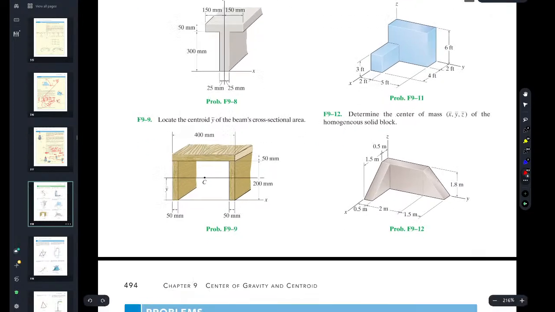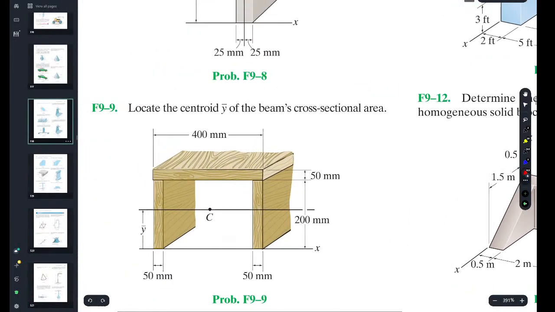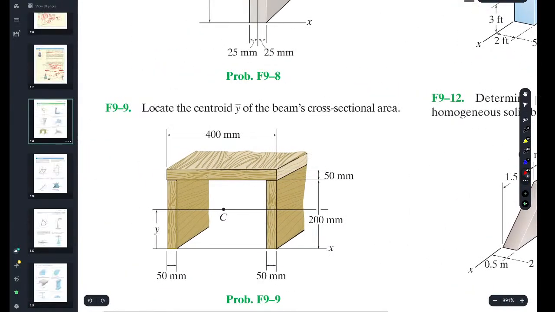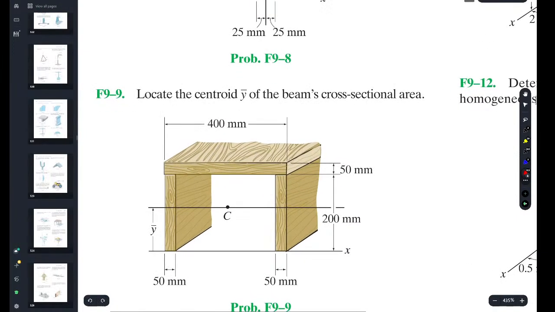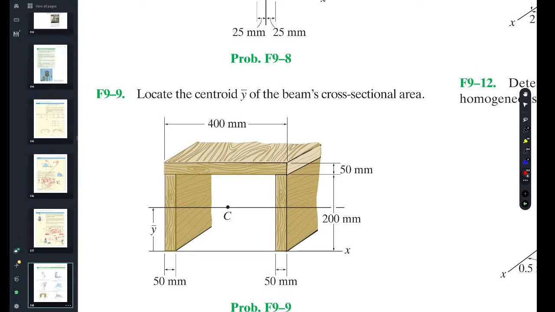So here's a beam's cross-section area. Let's look at this. How much time do I have? I got enough time to do this. This one is interesting because it's a 3D object, but you're doing a 2D cross-section. The reason I'm picking this one is because when you get to the second moment of the areas, that's kind of what you're doing too. You're taking a cross-section of a three-dimensional object.